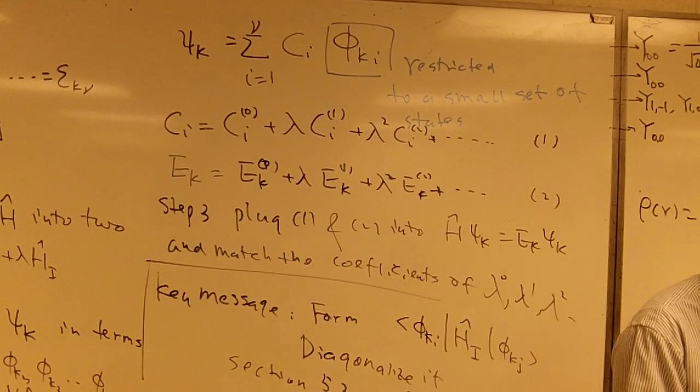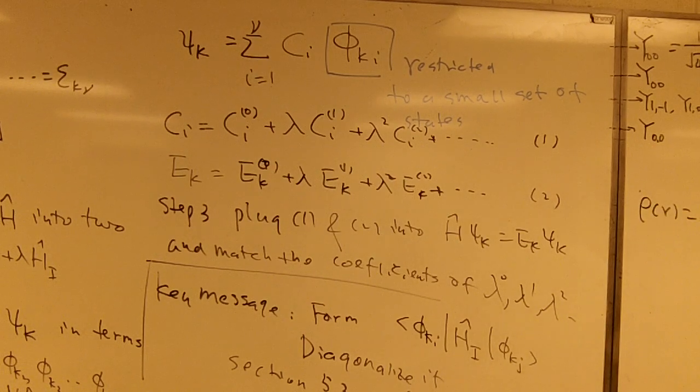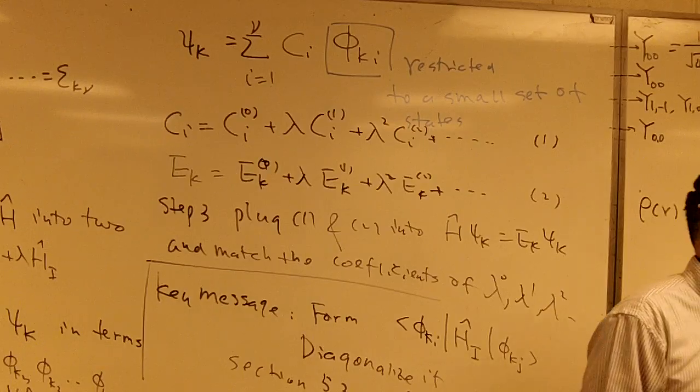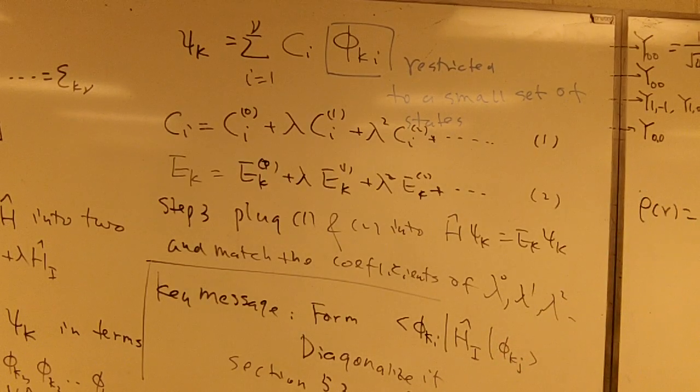And then Wednesday, we will keep on reading this until we finish first order perturbation theory. Essentially, degenerate perturbation theory is first order. When we're done with first order, that's where it ends. So in some sense, it's simpler than non-degenerate perturbation theory.